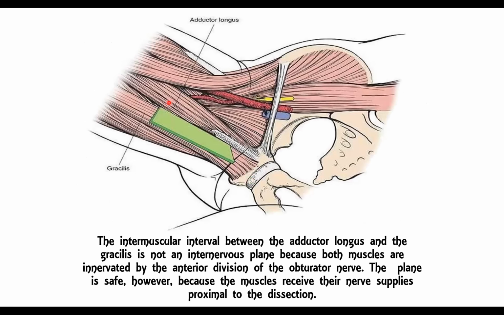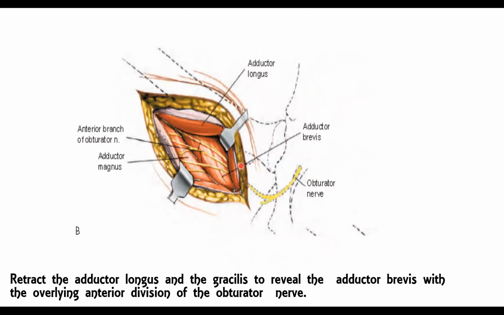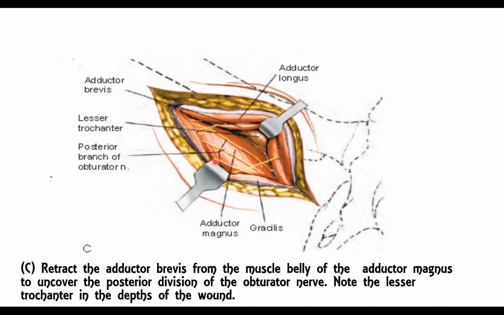So this is regarding gracilis, adductor longus superficial plane. This is the plane, how they are developing with the fingers. And you can see this is the adductor magnus muscle. Retract the adductor longus and gracilis to brevis with overlying anterior division of the obturator nerve. These are all the anterior division of the obturator nerve. Here you can retract the adductor brevis muscle from the magnus to uncover the posterior division of the obturator. Note the lesser trochanter. You can see this is the lesser trochanter, which is deep.